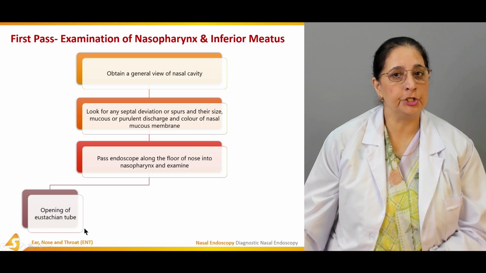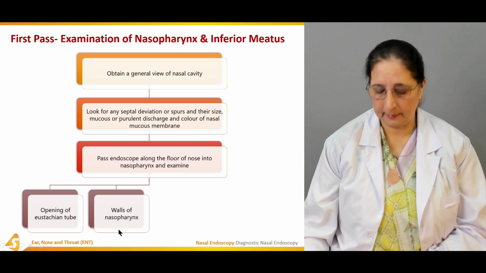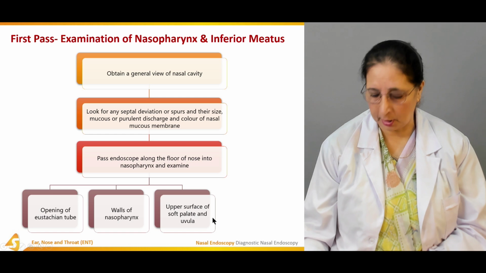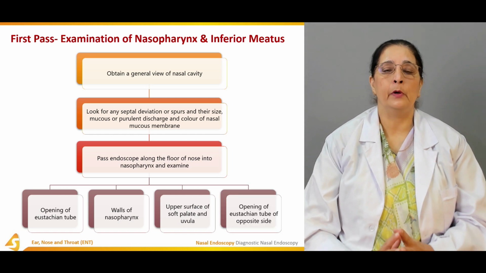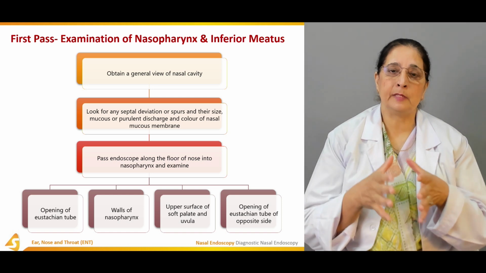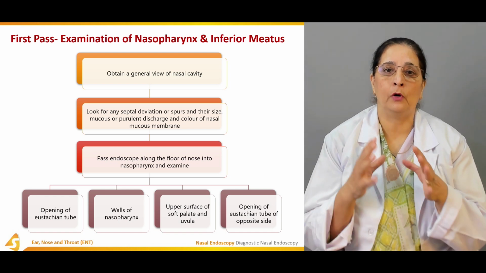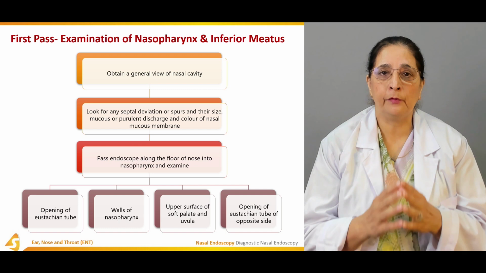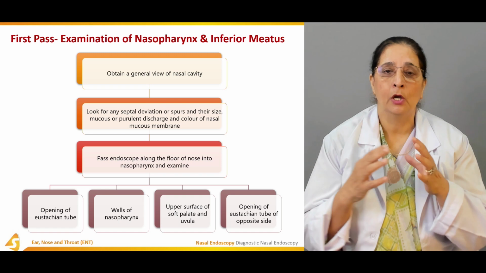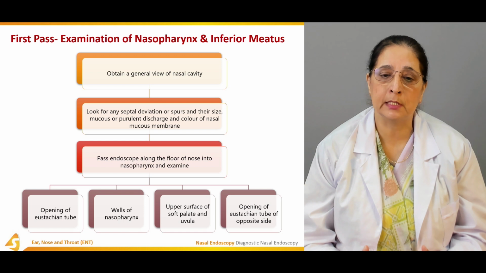Opening of the eustachian tube, walls of the nasopharynx, upper surface of soft palate and uvula, and also opening of the eustachian tube on the opposite side. So first pass is just the overview, quick rapid overview of the nasal cavity, nasopharynx. Look for any deviation of the nasal septum, DNS, or any spur present. What's the size? What's the color of the mucous membrane?